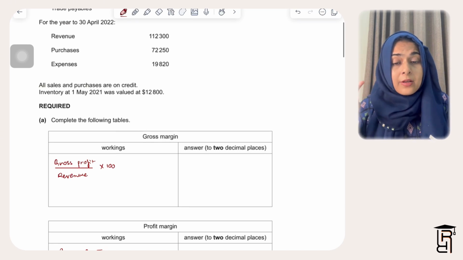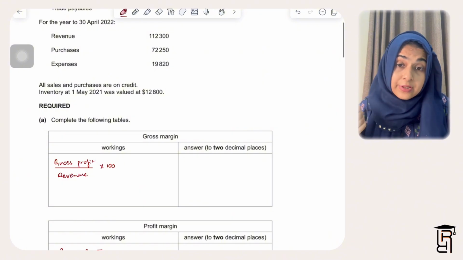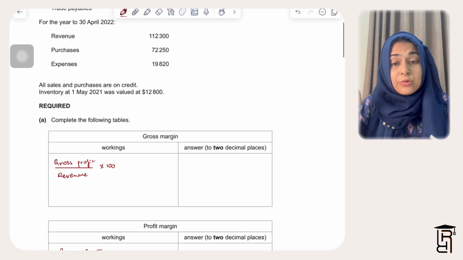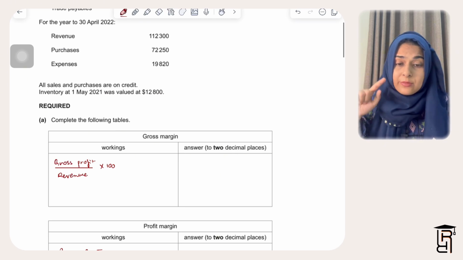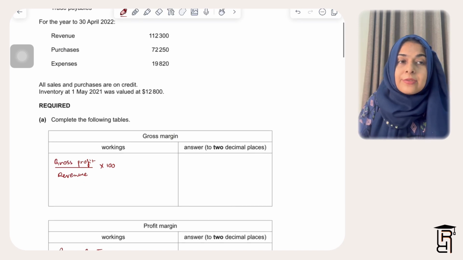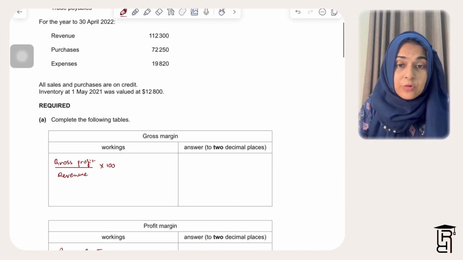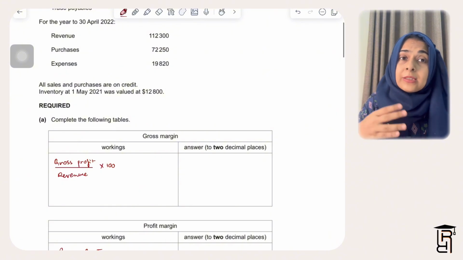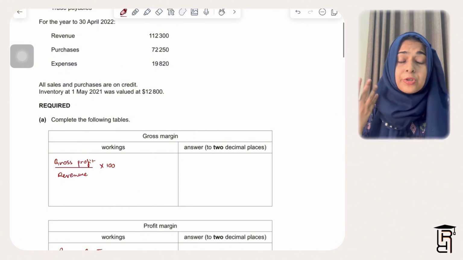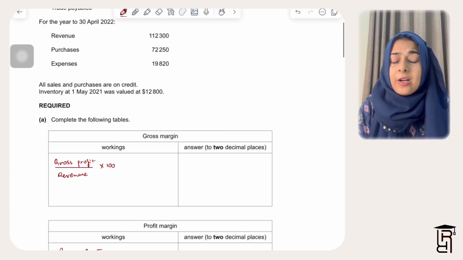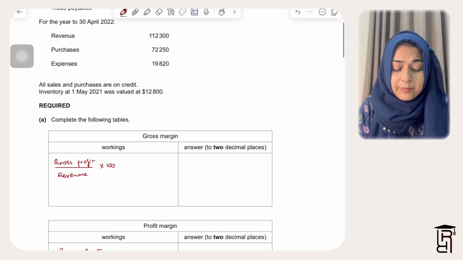Lots of students ask me, if there are sales returns, then what do you do? If there are sales returns in the question, you do revenue minus sales returns, and that is what you need to write in the denominator, that is net sales, because sales returns are not revenue. When the customers return goods back to us, it's not part of our revenue, so you need to subtract that from your sales or revenue. It's one and the same thing.